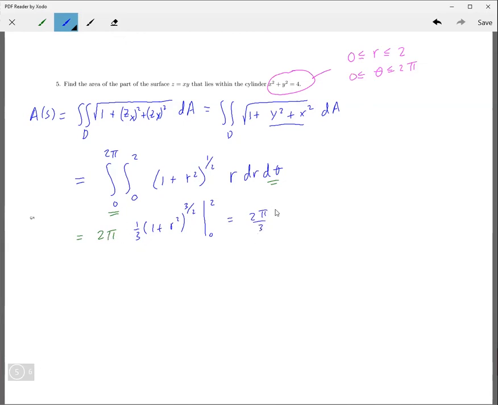So you have 2 pi over 3, and then putting the 2 in, we get 5. So 5 to the 3 halves is 5 root 5. And then when we put a 0 in, you just get 1. So this should be the answer right here.